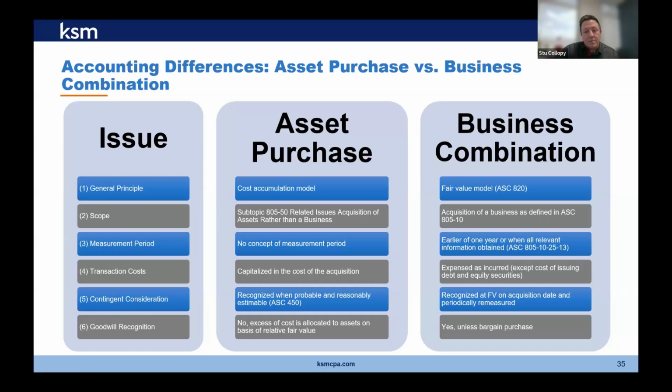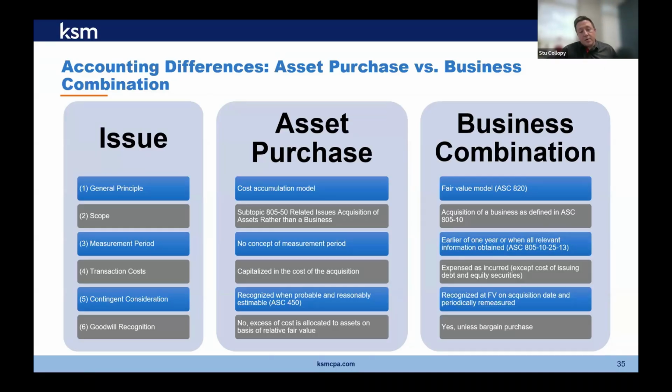Whereas with a business combination, it's going to be based on the fair value model. These both fall under scope 805. There is no measurement period for an asset purchase, whereas with a business combination, they do give you the opportunity to go back and recalculate or remeasure the assets acquired. Specifically, they state that you have the earlier of 1 year or when all relevant information has been obtained. With transaction costs, asset purchases are going to capitalize those transaction costs, whereas with business combinations, it's going to run through the income statement and be expensed.